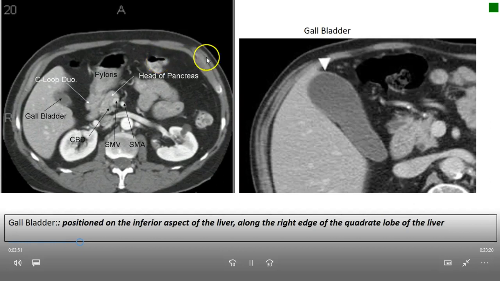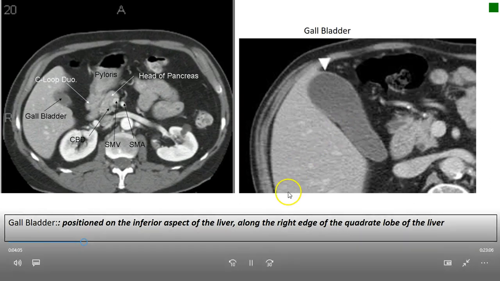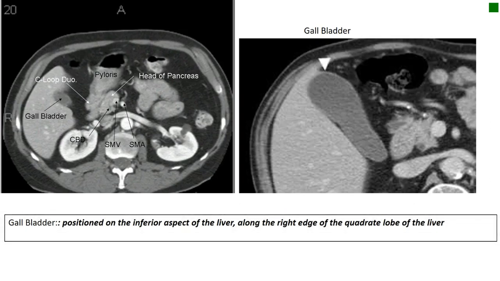Then over here, there's a little better image of a gallbladder. This person's gallbladder looks like it's a little bit more horizontal in the body instead of more vertical in the body, so you get a really good image of it there. And it's positioned in the inferior aspect of the liver along the right edge of the quadrate lobe, and we will see that when we get into the liver again. The liver and the gallbladder run at about a 45-degree angle, so usually you don't catch it quite as nicely as this, but you'll see why when we get to the images of the liver.